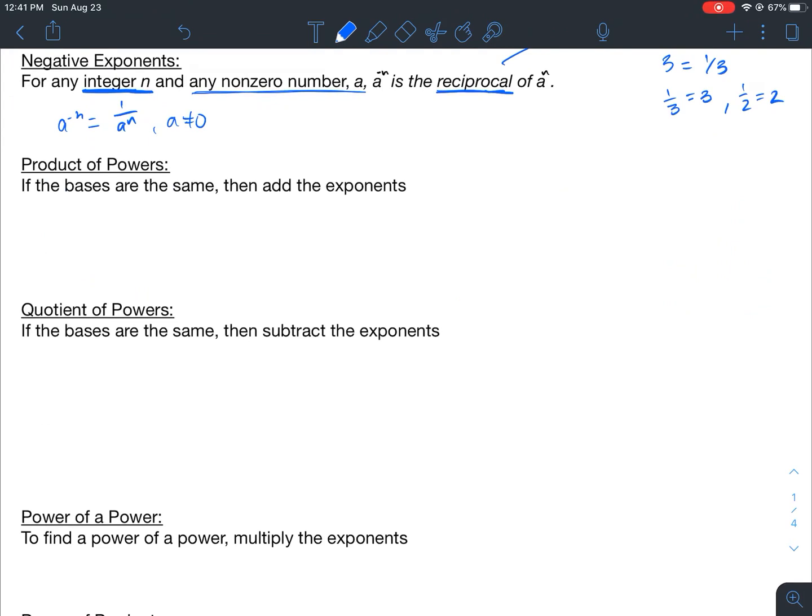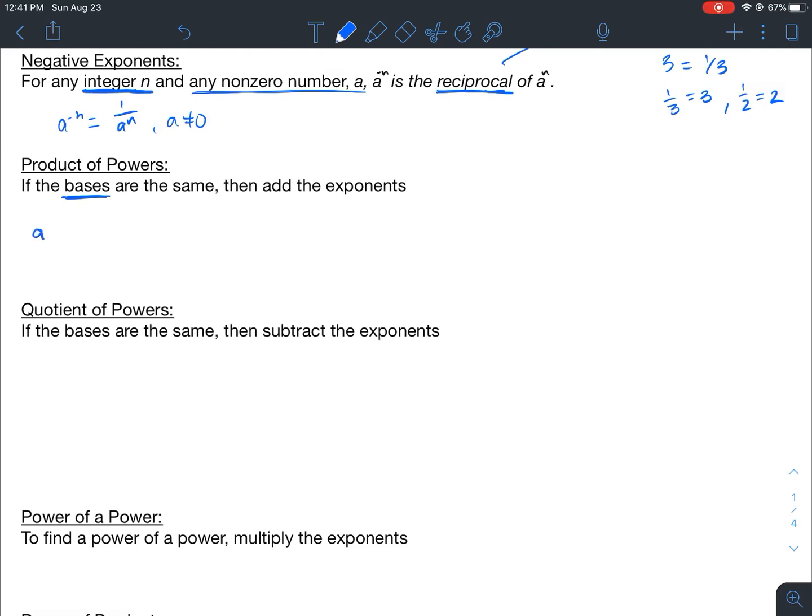Okay, now we're going to go over the product of powers. It says if the bases are the same, then add the exponents. The base is referring to this number right here, the a number. So it's saying if there are two numbers being multiplied by each other and they have exponents, then you can add the exponents if the base is the same.